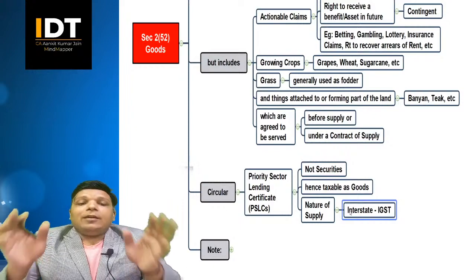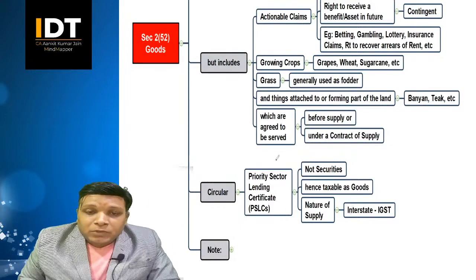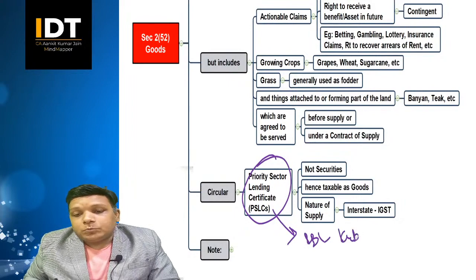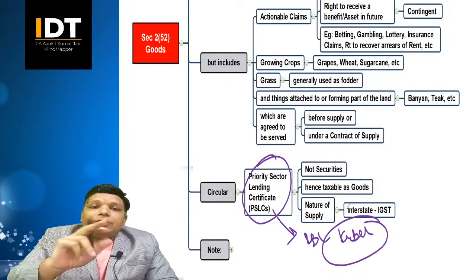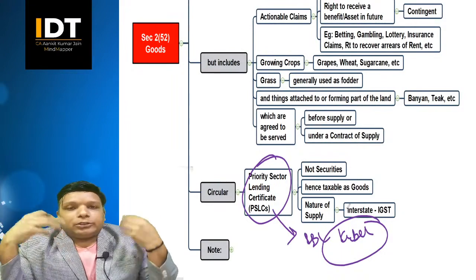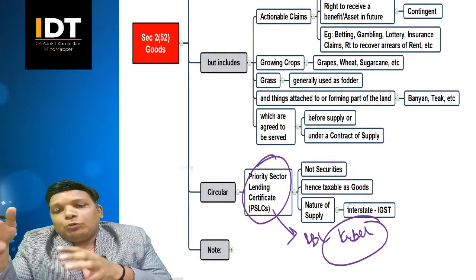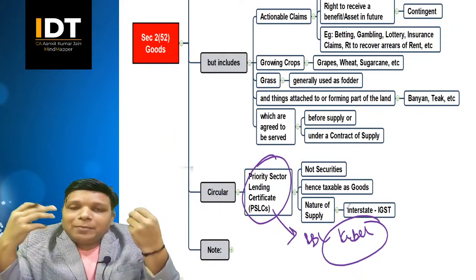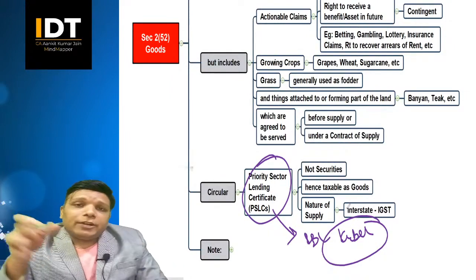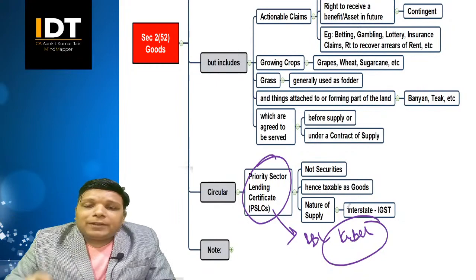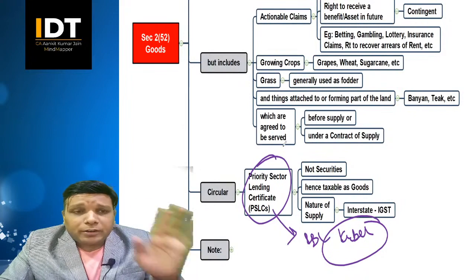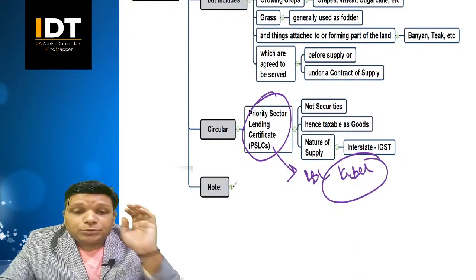Interstate. Why interstate? Because where does the trading of this priority sector lending certificate happen? There is an RBI website which is called Kuber. When you go on this website, you can trade on the priority sector lending certificate. Now, bank number 1 does not know which bank number 2 is taking that certificate. That means I am unaware whether the bank taking the certificate is in the same state or in another state. So for that purpose, this has been classified as interstate supply and IGST will be levied. Clear everybody? This is what you understood as far as the concept of goods was concerned.